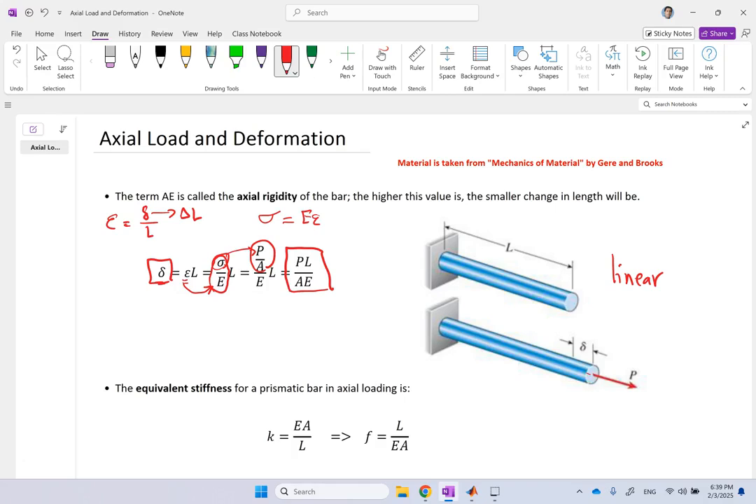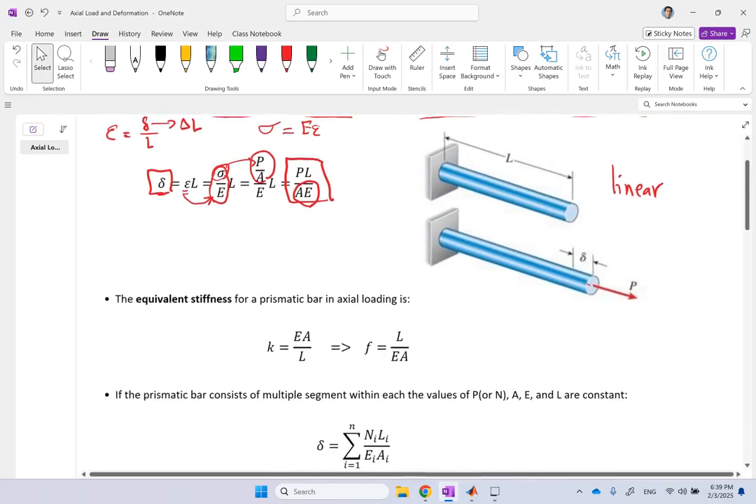And clearly you see, the bigger the force or the bigger the length, the bigger the elongation. The bigger the cross section, which means thicker material, or the stronger the material, bigger E, that is going to be smaller elongation, which completely makes sense. Now this term in the denominator, A times E, is what we call axial rigidity of the bar. The bigger it is, the smaller the elongation is going to be. And it does completely make sense.